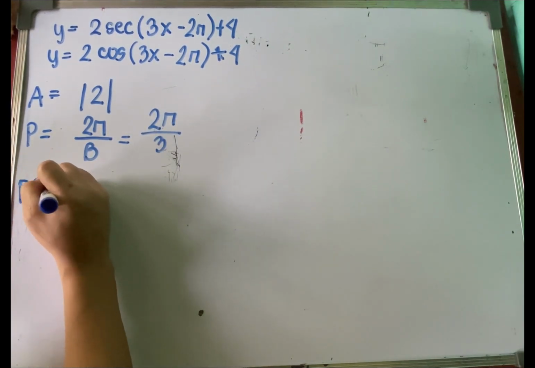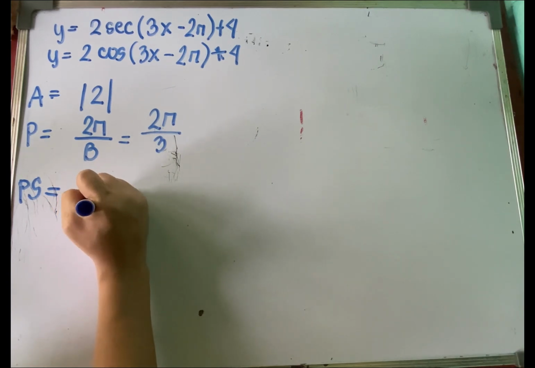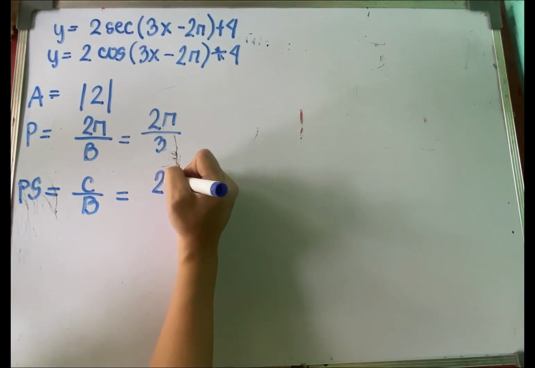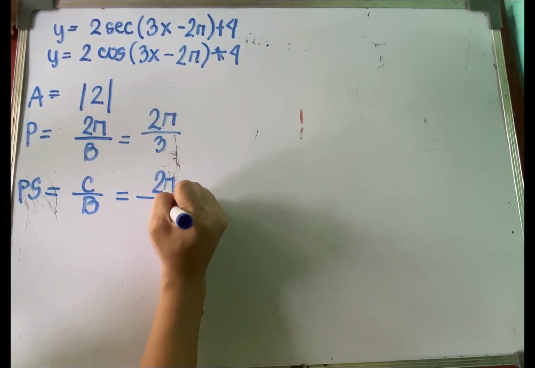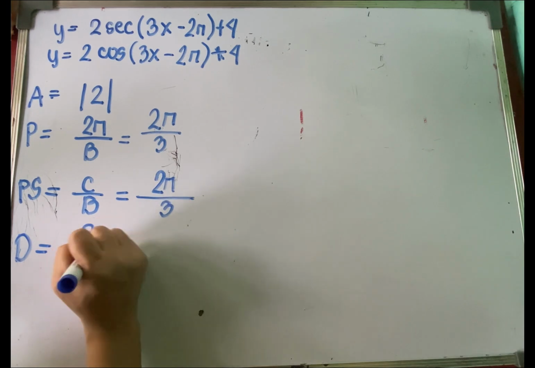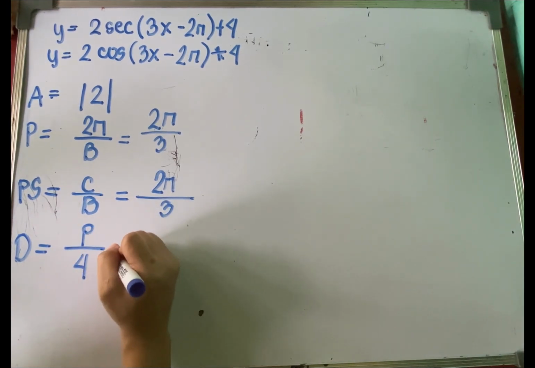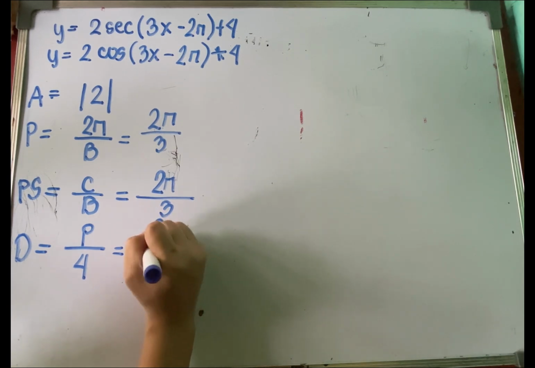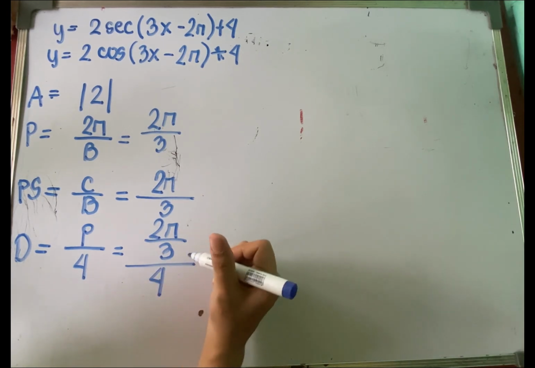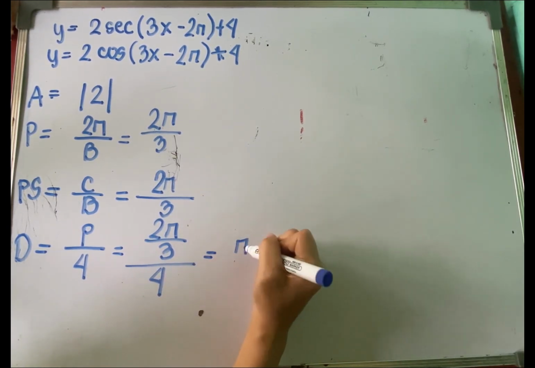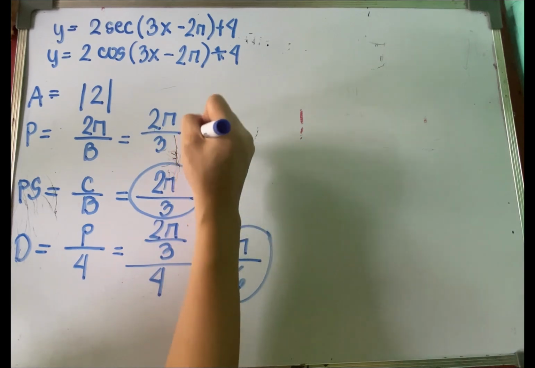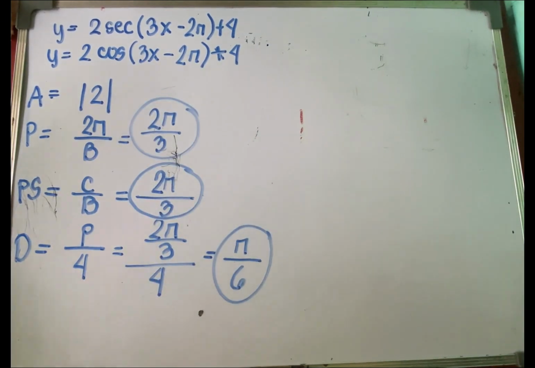So, we have our phase shift, C over B. Our C is 2 pi and our B is 3. We cannot reduce it. So for our distance, we have period over 4. Our period is 2 pi over 3, and over 4 is equal to pi over 6. So that's our distance, phase shift, period, and amplitude.